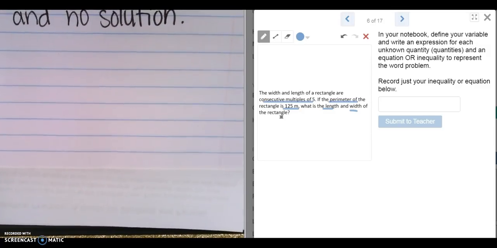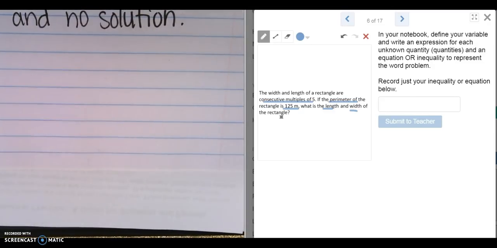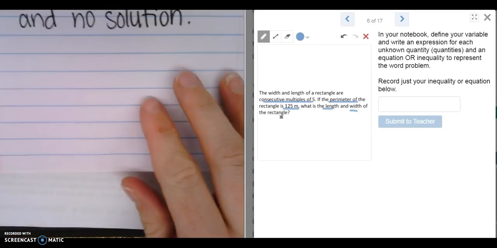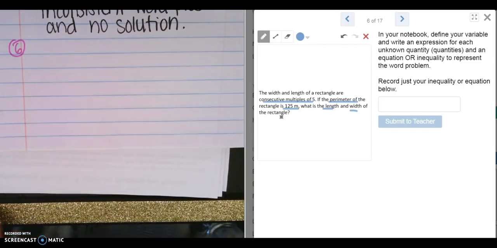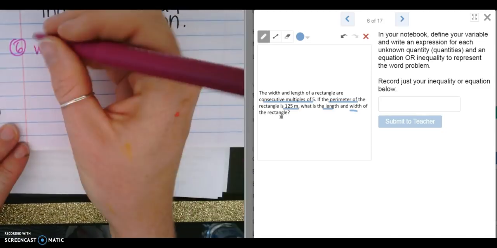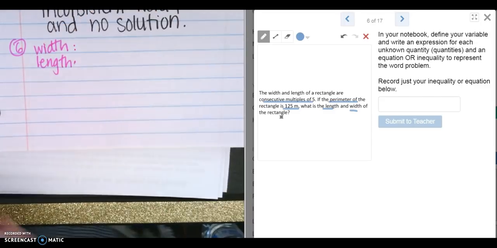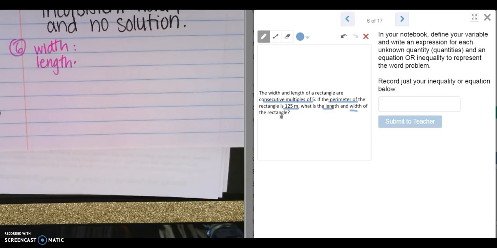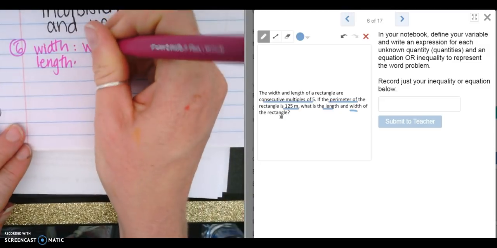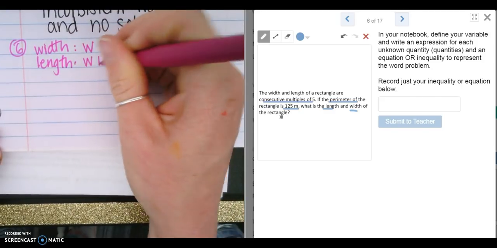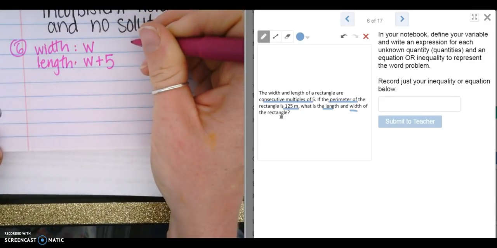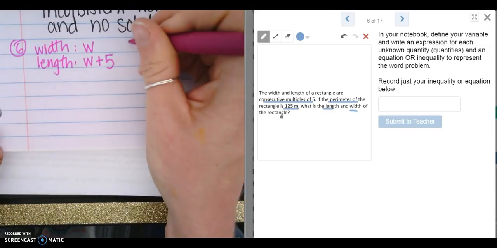So let's get some space to work in our notebook. This is slide 6. What are our unknowns here? Well, our unknowns are the width and the length. If the width and the length are both consecutive multiples of 5, that means if the width is W, then the length, like 5, 10, 15, 20, I just add 5. And of course we know that this is in meters.